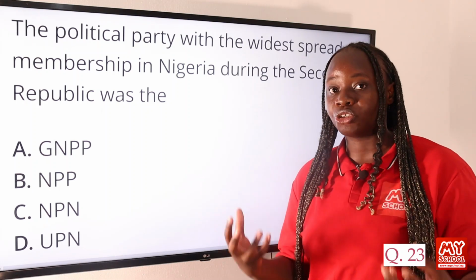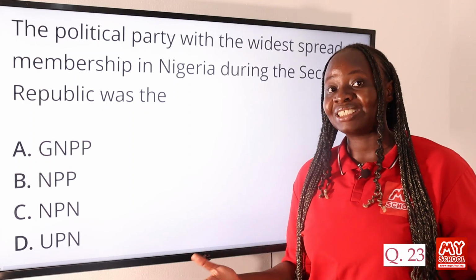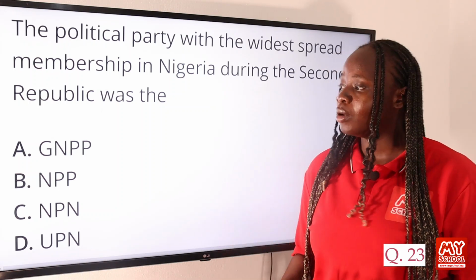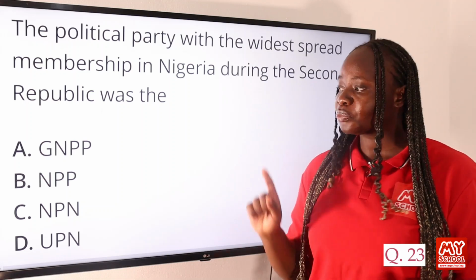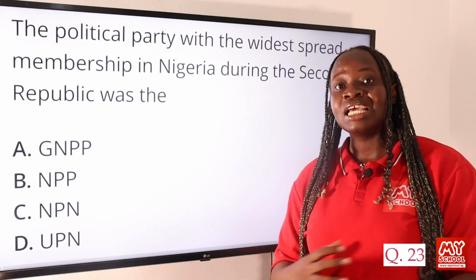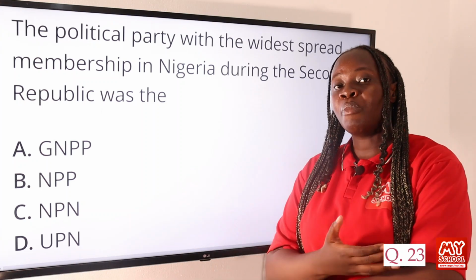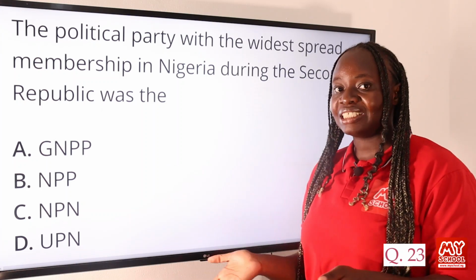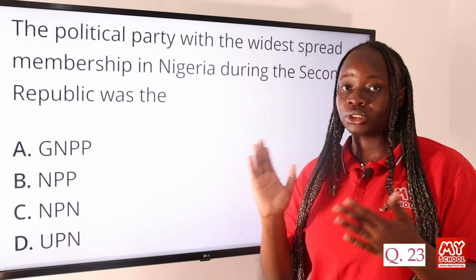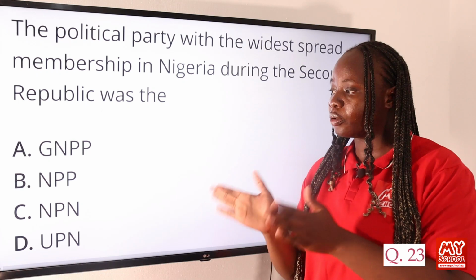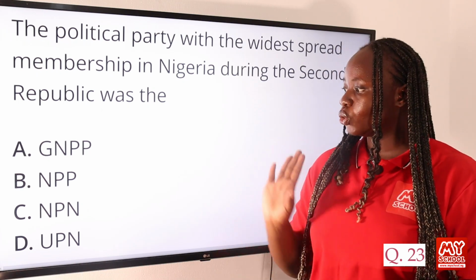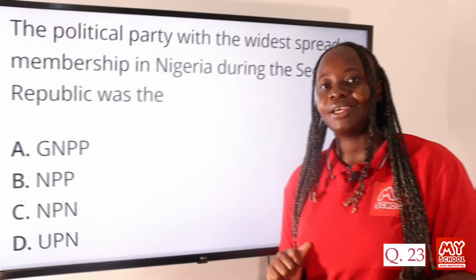At that time, that was the majority because there were a lot of political parties. Nigeria was actually practicing a multi-party system at that time. So they won the election in 1979. And the reason they won the election is because they had a widespread membership across different ethnic groups within the country. They also won the 1983 general election as well, which was cancelled when Major General Muhammadu Buhari took over power in 1983. So the answer to this question is option C, NPN.